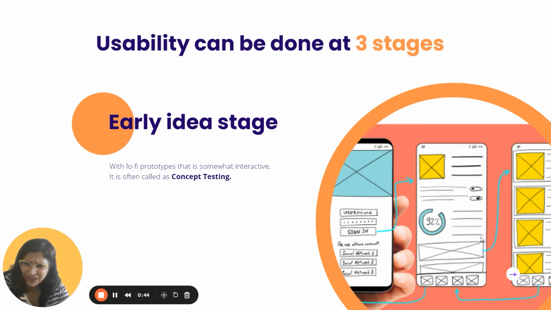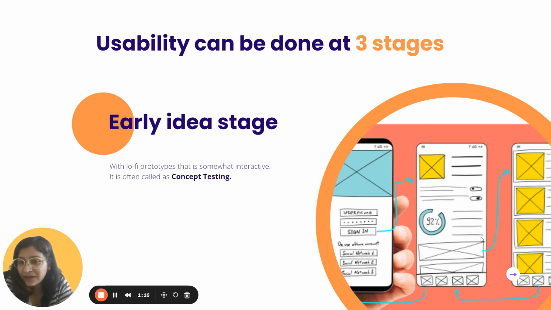Talking more about it, usability testing can be done at three stages. The first stage is the early idea stage, where we have lo-fi prototypes that are somewhat interactive, and we majorly call it the concept stage testing. In this stage, we have finalized our concept, and the idea is that we fail fast. Generally, when we have wireframes, their main purpose is to fail fast.